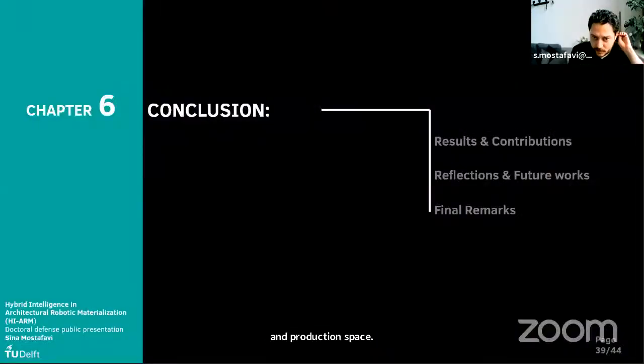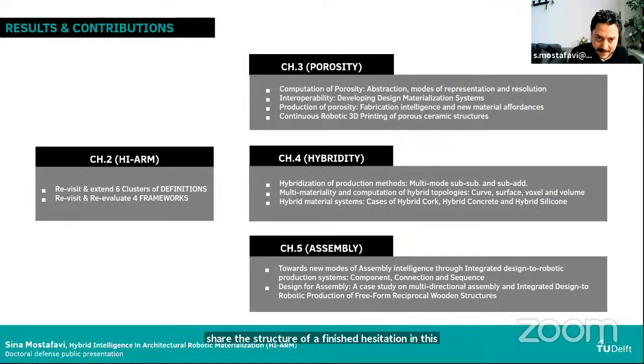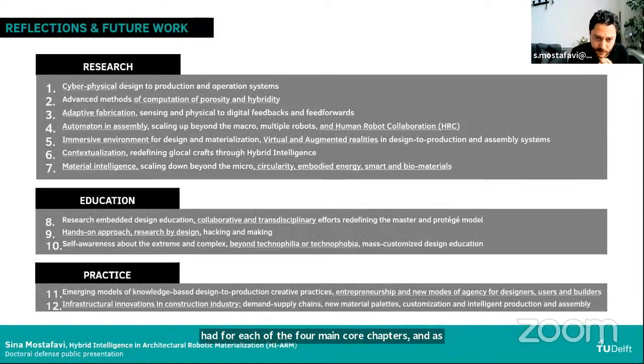So I'm not going to go through the conclusions in detail, but again, as I thought it would be nice to share the structure of a finished dissertation in this consortium, I'm going to explain how this is basically structured. In chapter 6, which is results and contributions, I recap the objectives and the questions that I had for each of the 4 main core chapters. And as a follow-up, recommendations for future works.